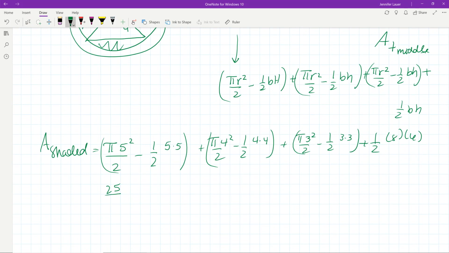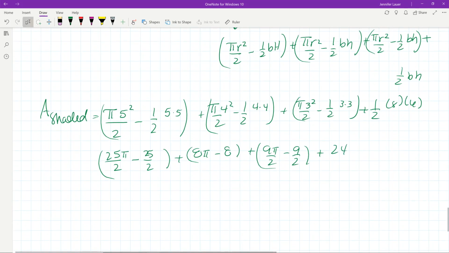So this is 25 pi over 2 minus 25 over 2, plus 8 pi minus 8, plus 9 pi over 2 minus 9 over 2, plus 24. And guys, I would just grab your calculator. There's no need to try to do this by hand. 25 times pi divided by 2 minus 25 divided by 2.